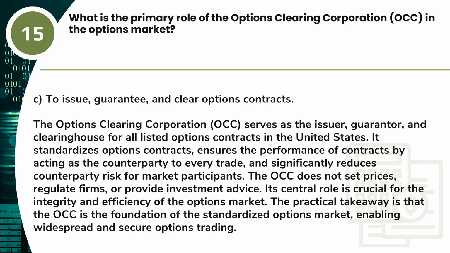Answer: C. To issue, guarantee and clear options contracts. Explanation: the Options Clearing Corporation (OCC) serves as the issuer, guarantor and clearinghouse for all listed options contracts in the United States. It standardizes options contracts, ensures the performance of contracts by acting as the counterparty to every trade, and significantly reduces counterparty risk for market participants.